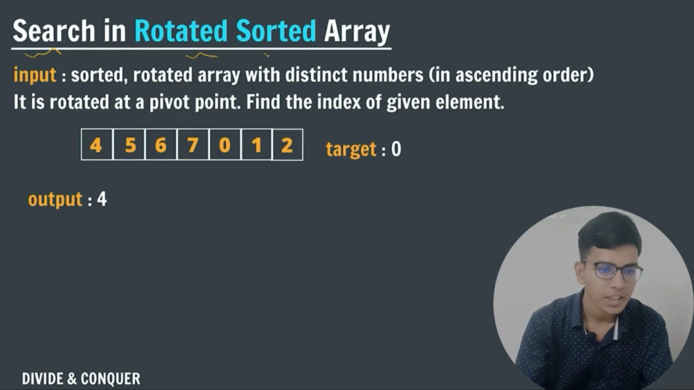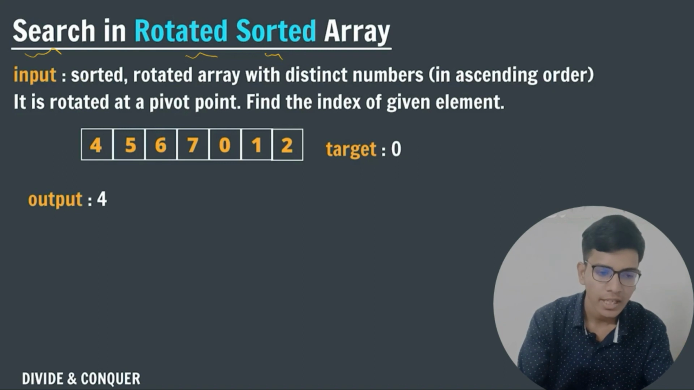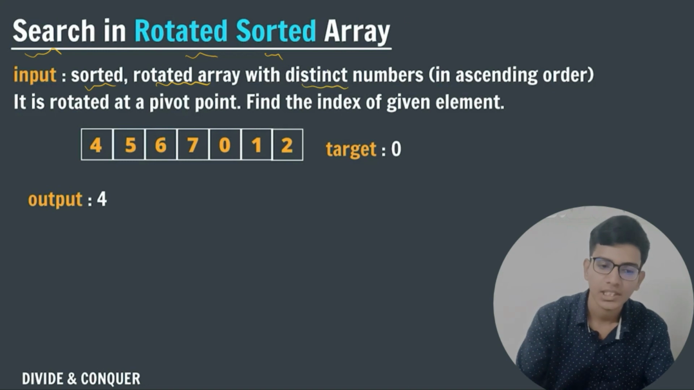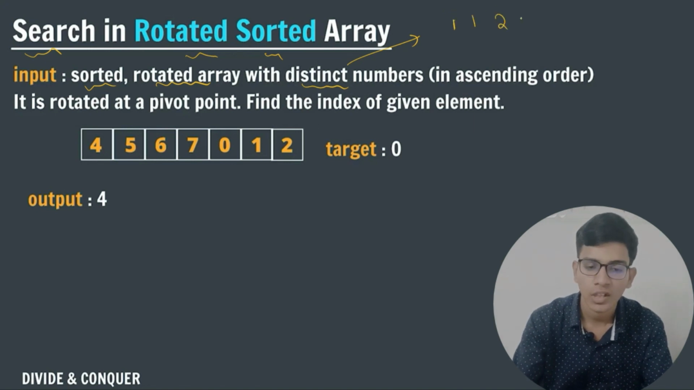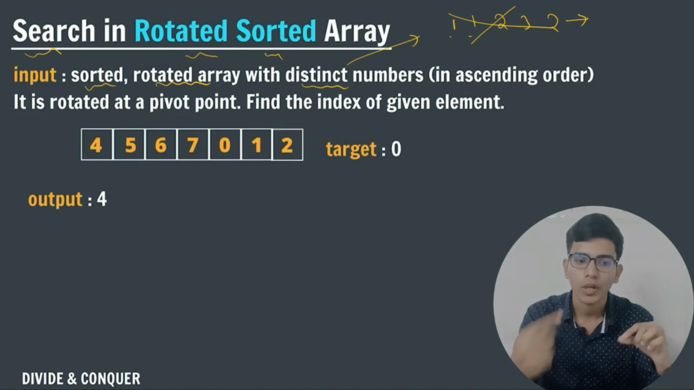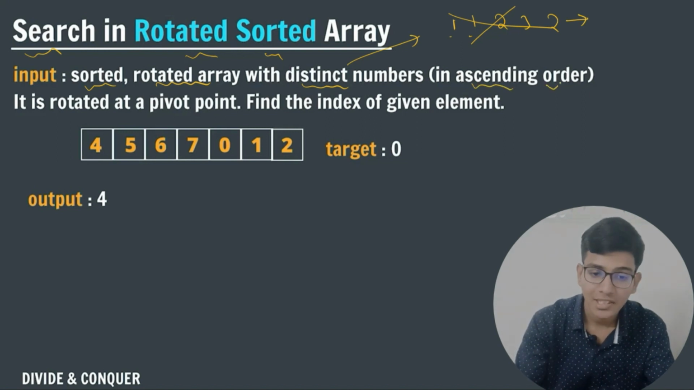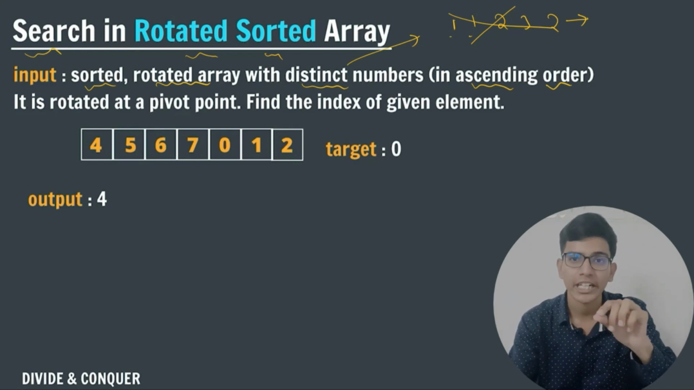Now we are going to see our next question, that is search in a sorted rotated array. First of all, let us understand this question. The user will give us a sorted and rotated array with distinct numbers. What is meant by distinct numbers? That the elements present in our array are not repeating. Suppose the user will not give us an array like 1 1 2 3 2, because in this array the elements are repeating. We don't get these kinds of arrays. Here the elements are sorted in ascending order, and after that they are rotated with respect to a particular pivot.